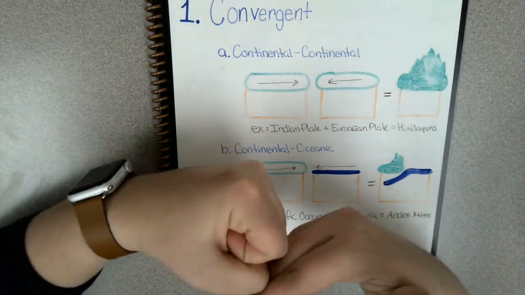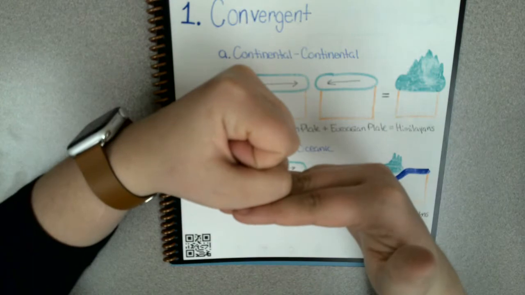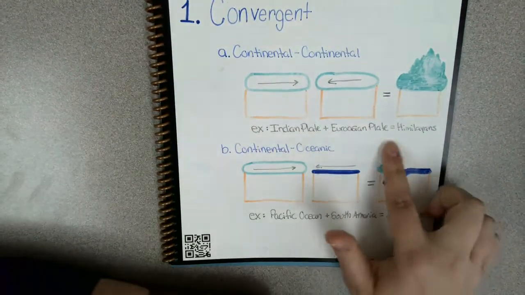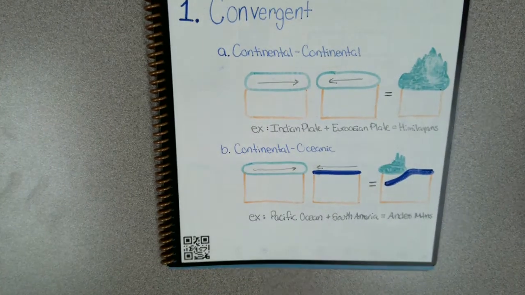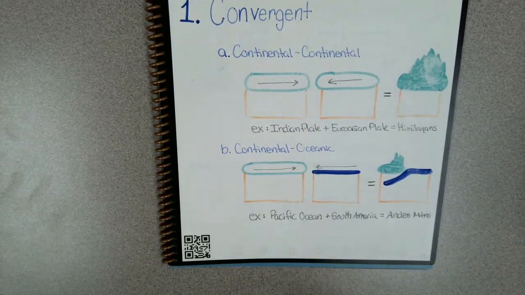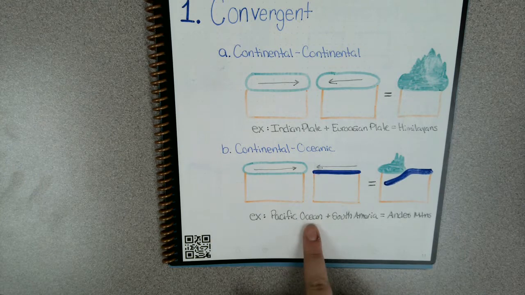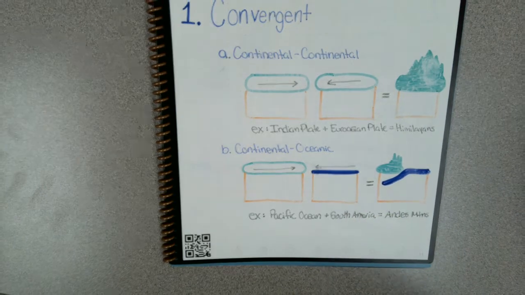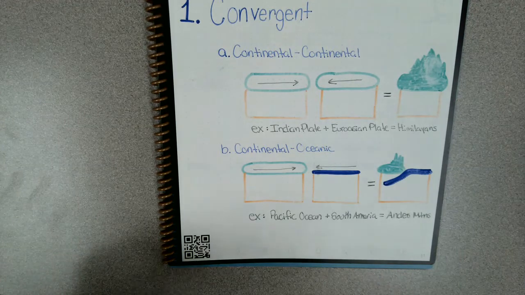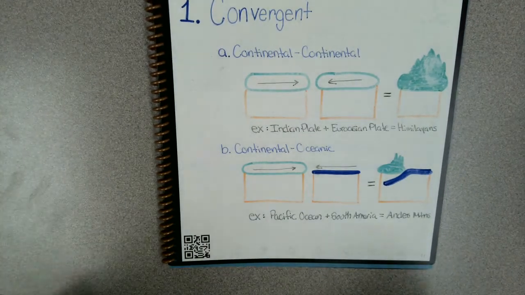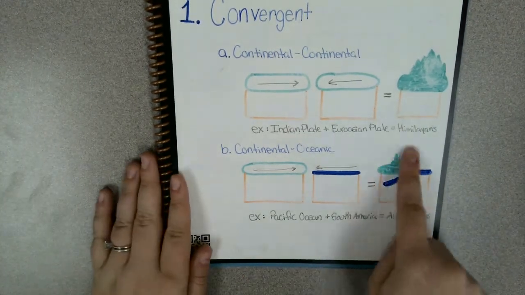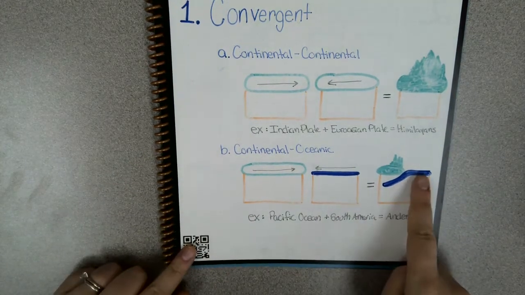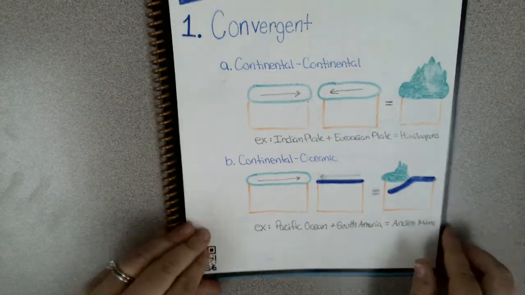As it's subducting, it's pushing up the continent a little bit to make mountains, and these mountains are typically volcanic. A great example of it is the Pacific Ocean coming together with South America, and it creates the Andes Mountains. If you look at a picture of South America, the entire western side has these huge mountains called the Andes, and they are indeed volcanic because of subduction.